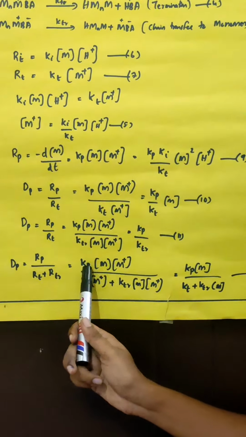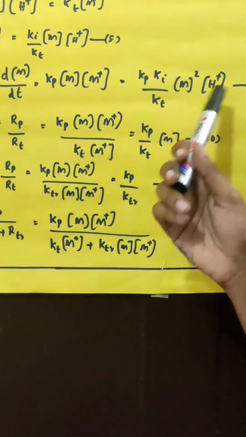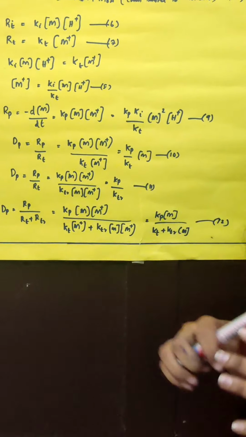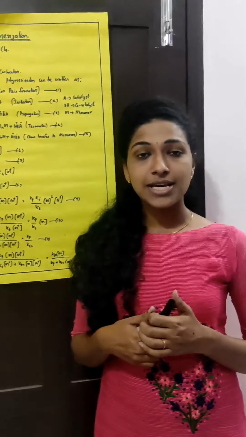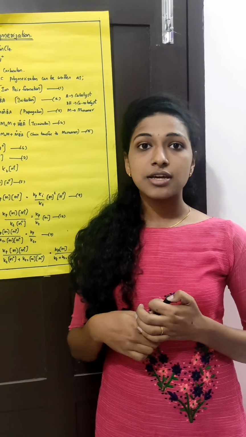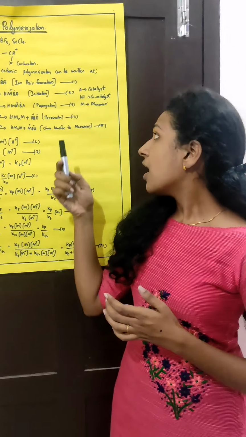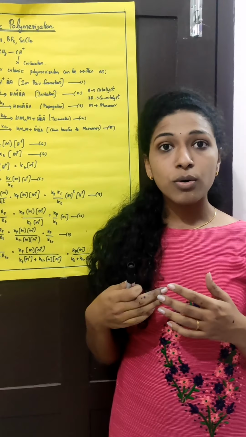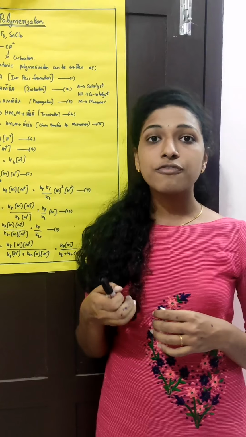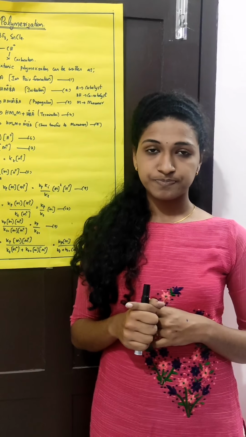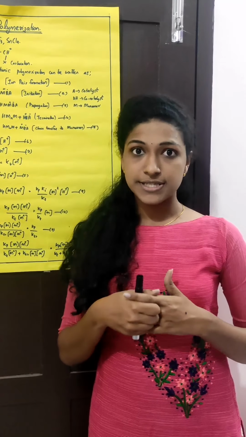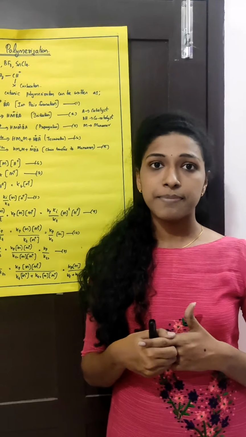Okay, equation number 12. From equations 10, 11, and 12, we get that the degree of polymerization is independent of initiator concentration. When chain transfer to monomer predominates, the degree of polymerization is independent of monomer concentration too. But the degree of polymerization depends upon temperature.